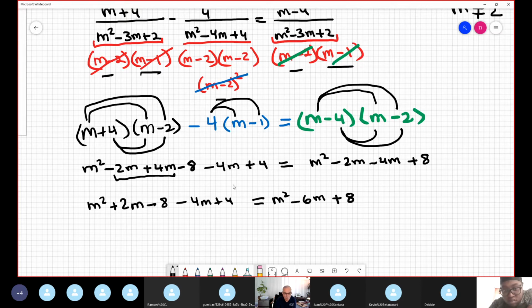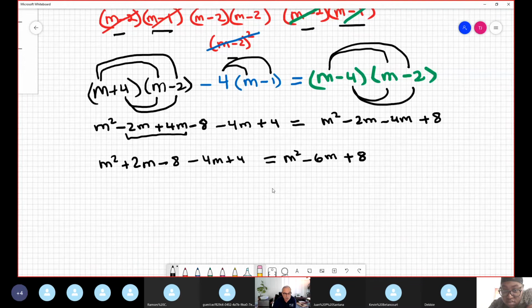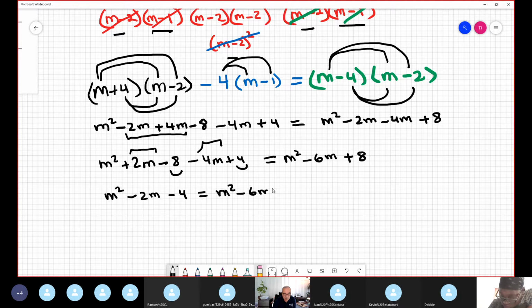Before I do anything, I highly recommend combining like terms on the left-hand side. So we have m squared. This and this are like terms: positive 2m and negative 4m give negative 2m. And this and this give negative 4. Equal m squared minus 6m plus 8.